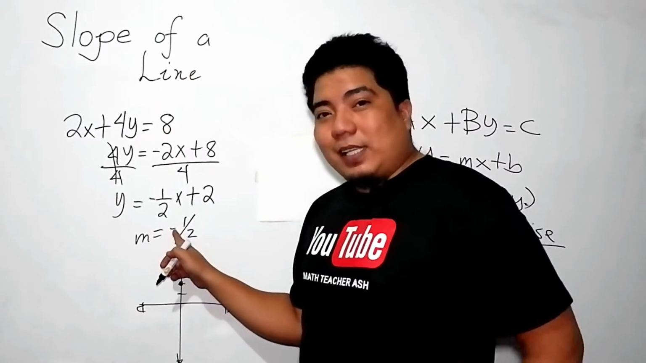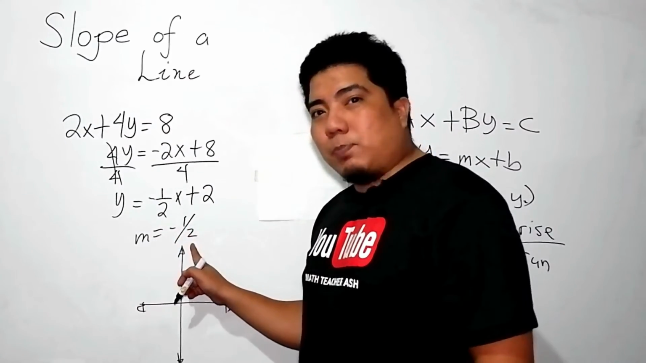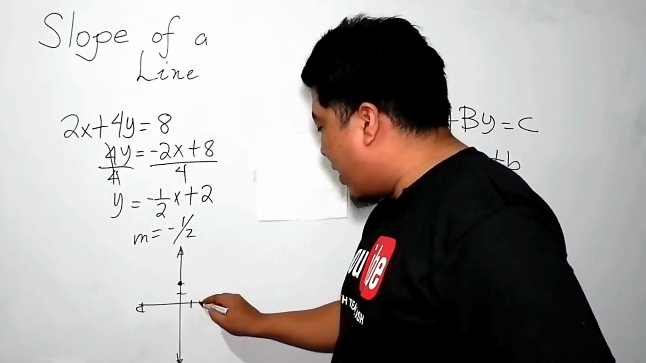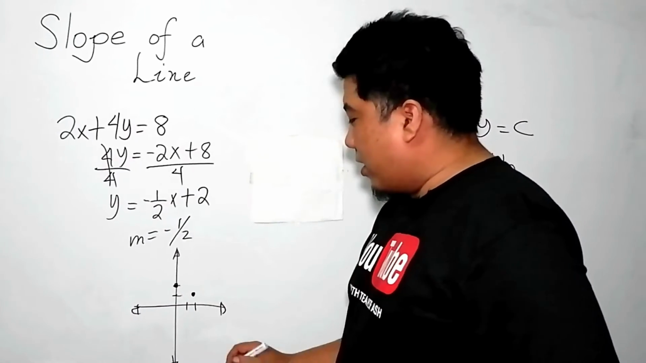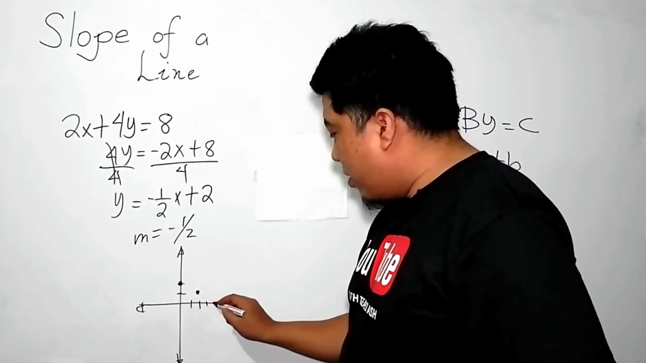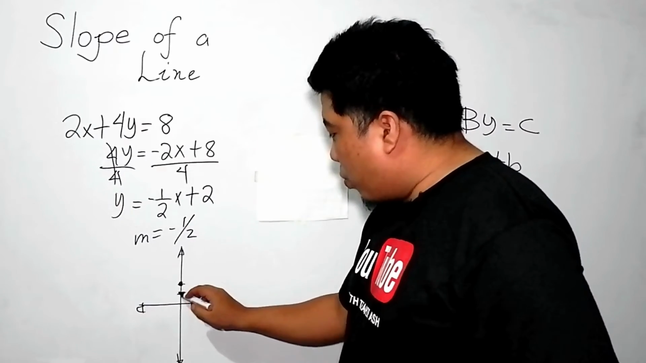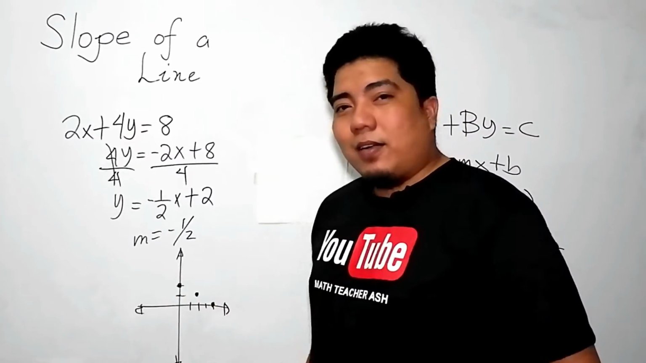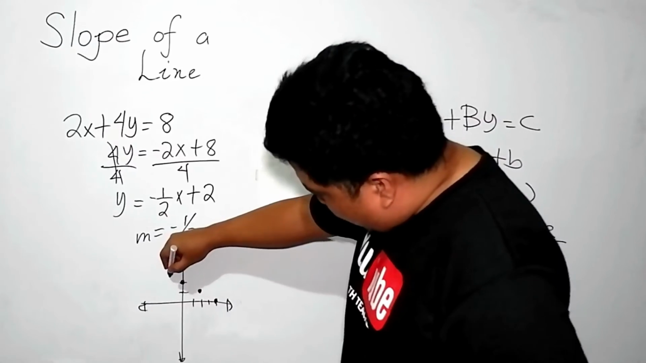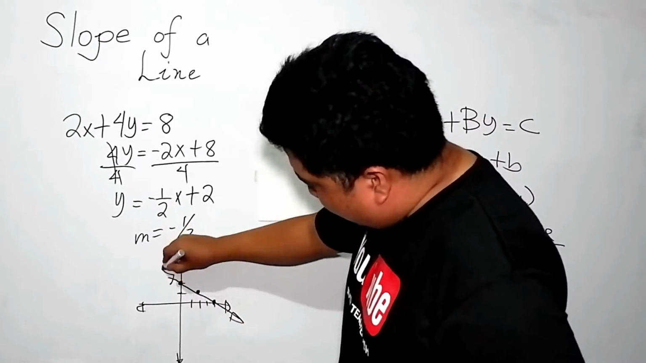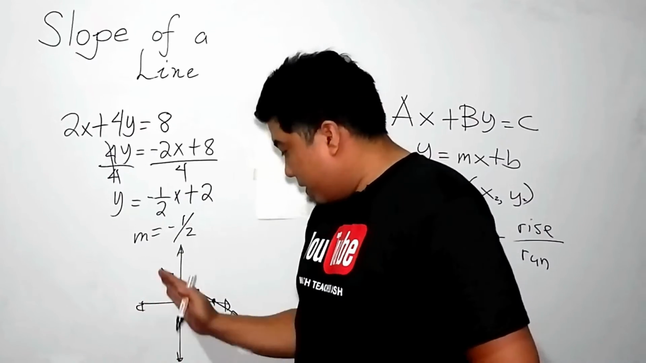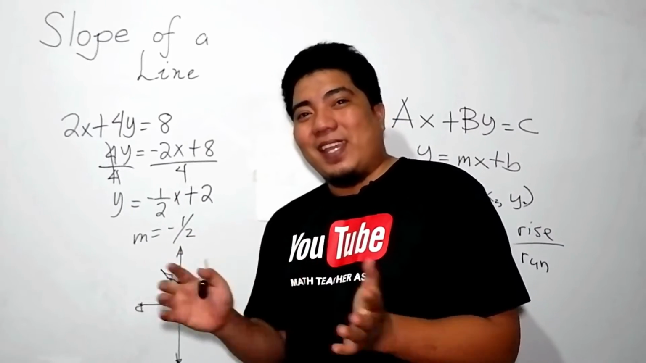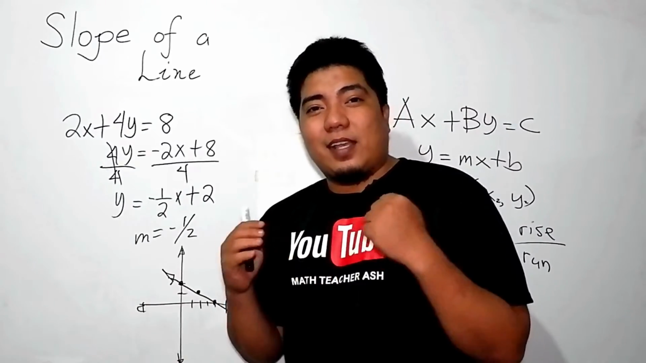Meaning, our rise is negative, so we will go down. Our run is positive, so we will go to the right side. So that is 1, go down, and run 2 sides, 2 to the right. Okay. Then go down again, 1, and run 2 places. So this is the one. So you have your points. And if you will try to make a line on that, that will be the graph of your linear equation. Now, be sure to use rulers in order for your graph to become linear. Easy, right?